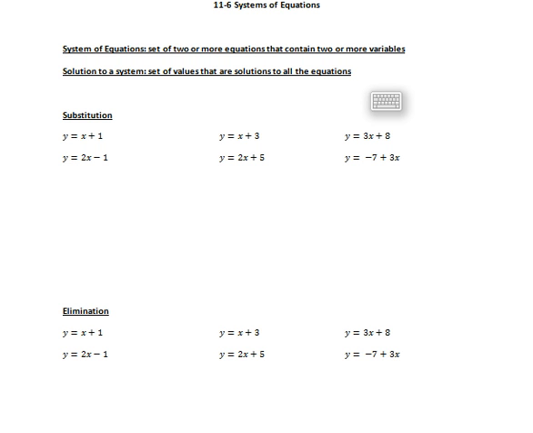Like I said, there are two different methods. The first one we're going to look at is substitution. Just by the word substitution, you can tell you're going to be taking something and plugging it in for something else. If we look at these first two equations, both of them are y equals. One is y equals x plus 1, the other is 2x minus 1.